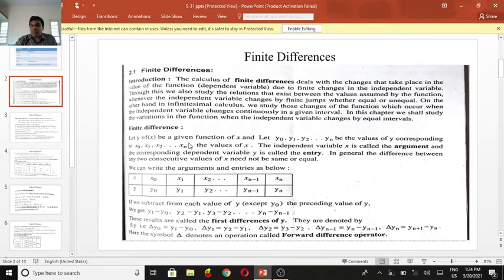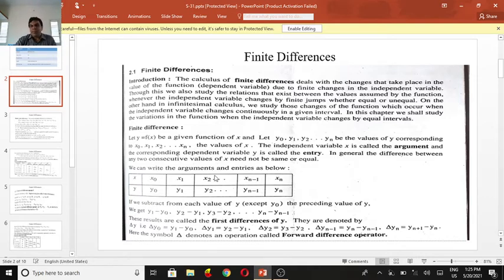That is, y0, y1, etc., yn are the values of y corresponding to x0, x1, etc., xn. The independent variable x is called the argument, and the corresponding dependent variable y is called the entry. So x is called the argument, y is called the entry. In general, the difference between two consecutive values of x need not be the same or equal.